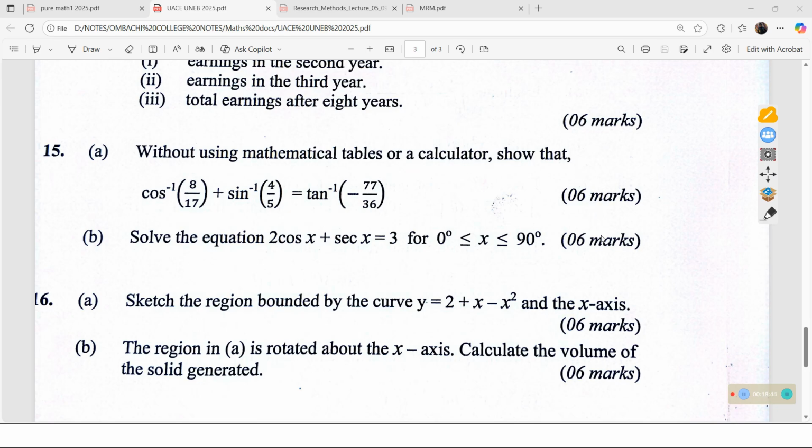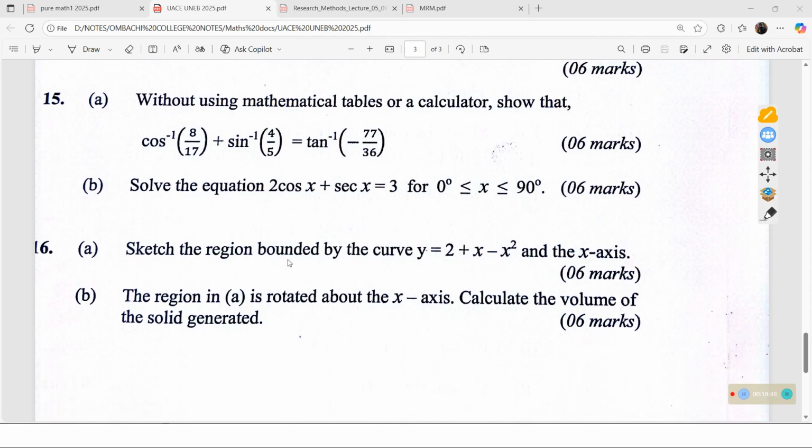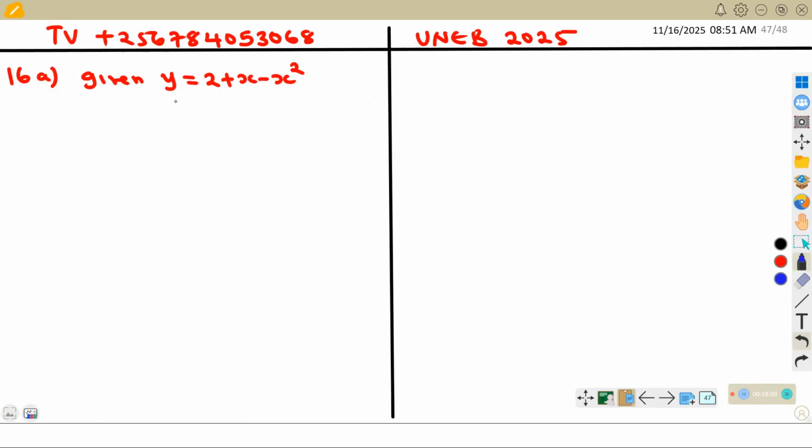And lastly, let us look at question number 16. So it says sketch the region bounded by the curve, this one here, and the x-axis. So let us look at how best we can sketch this curve. So to sketch this curve, we shall first of all get the intercepts. So let us look at intercepts first.